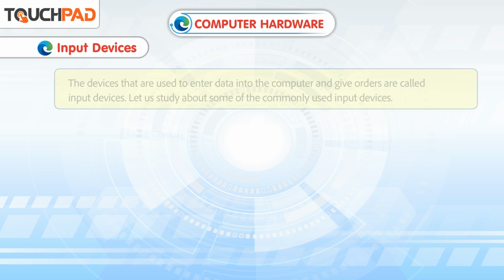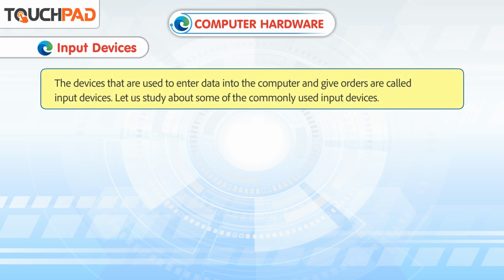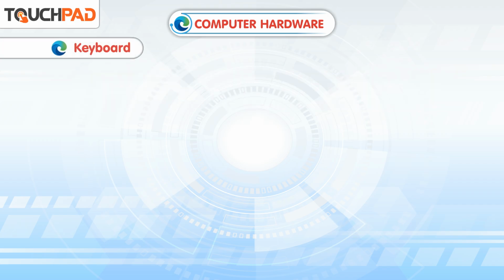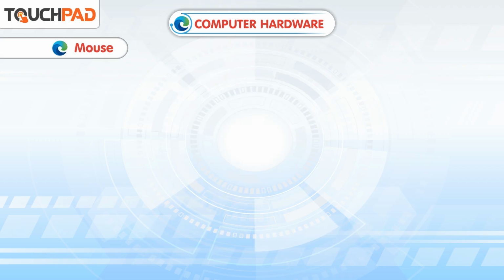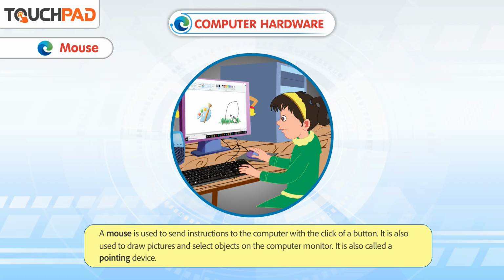Input devices. The devices that are used to enter data into the computer and give orders are called input devices. Let us study about some of the commonly used input devices. Keyboard. A keyboard is used to give input to the computer by typing numbers, letters, and special characters. Mouse. A mouse is used to send instructions to the computer with the click of a button.